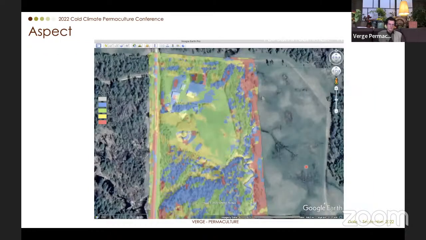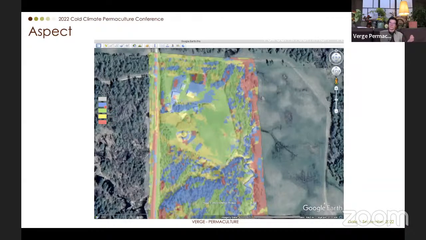And so this is the aspect map of Moose's Groovy Grove. And this is from Contour Map Generator. And this is derived from LiDAR data. So if you're interested in that, send me an email at mitch@vergepermaculture.ca and we'll see what I can do for you. So this, as the legend suggests, the red is west-facing slopes. The yellow is south, green is east, and blue is north.